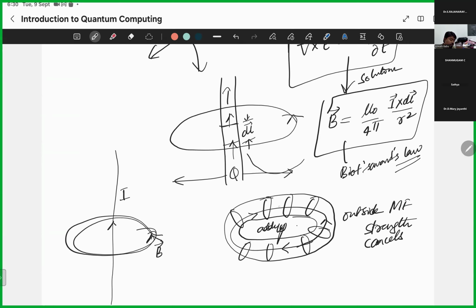So the magnetic field due to this element is cancelled by this element, because of this element the magnetic field is going inside, and because of this element the magnetic field is coming out. So in that way they both cancel. Because of this, outside the magnetic field line strength cancels, but inside they add up. The magnetic field adds up. That is very, very interesting.